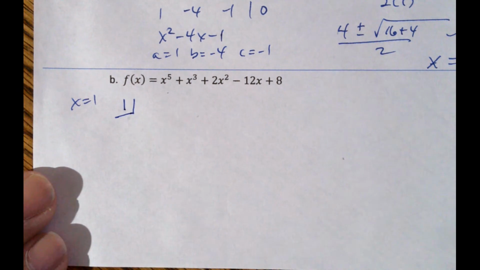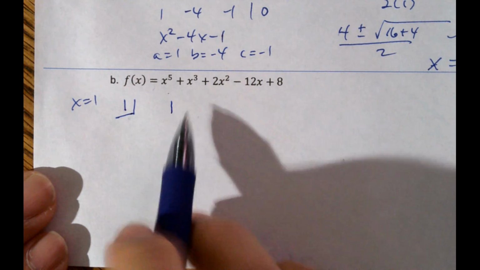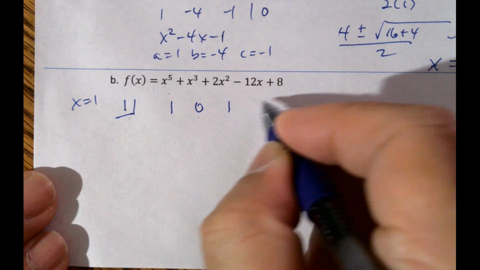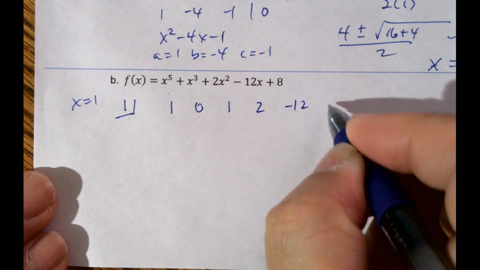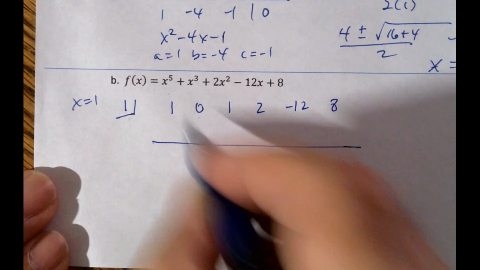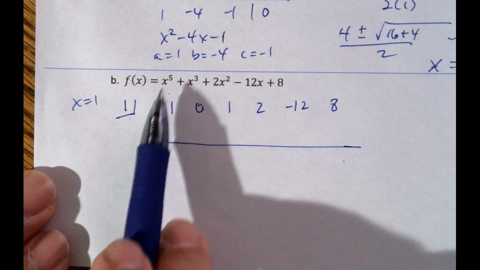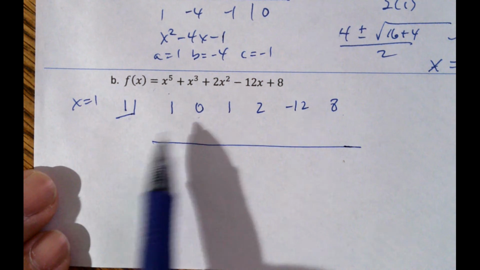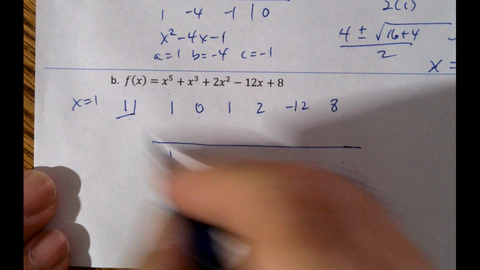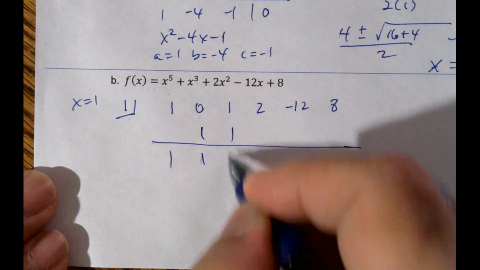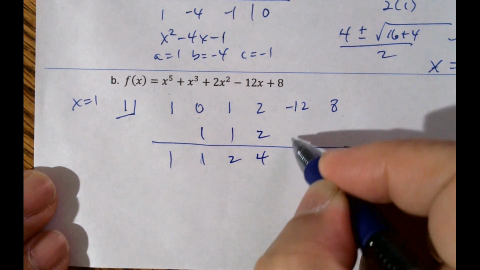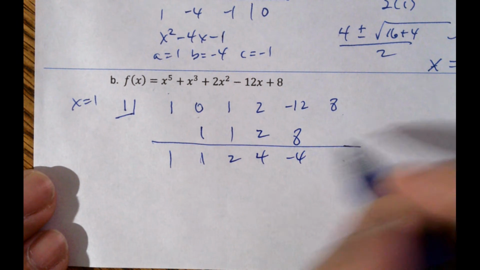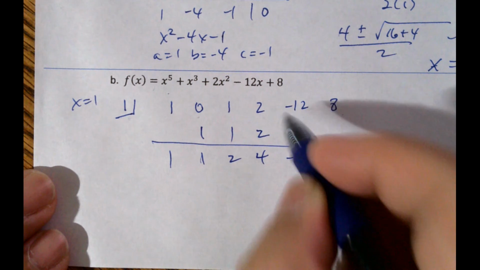All right, so my coefficients are 1, and this is missing the x to the 4th, so I have to put in the 0, and then the 1, the 2, the negative 12, and the 8. Now, so, 5, 4, 3, 2, 1, none. I'm just double checking my signs. All right, bring down the 1, multiply 1, 1, 1, 2, 2, 4, 8, negative 4. Why did I get 8? It's a 4. Goodness.